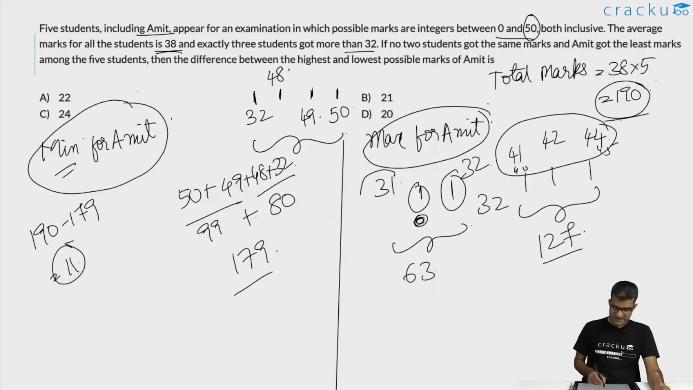In this particular case, the maximum possible value for Amit is 31. So the difference between the maximum possible and minimum possible score of Amit is 31 minus 11, which is equal to 20, which is option D.